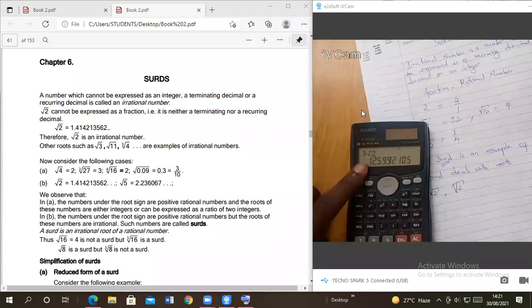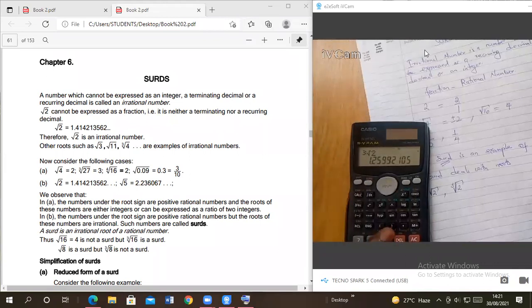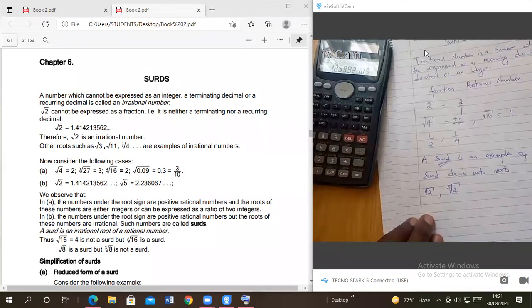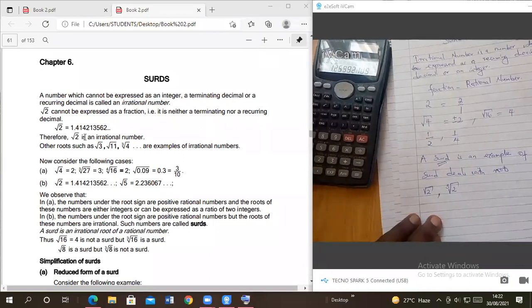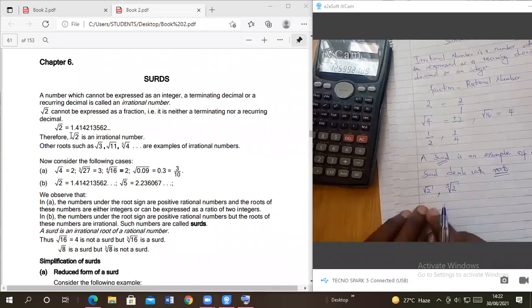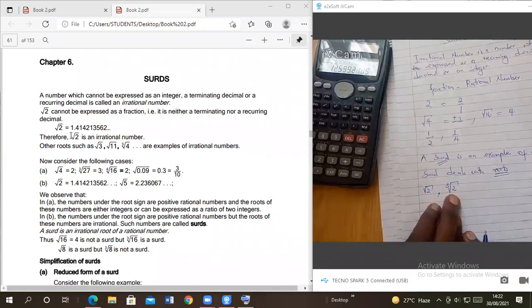Members, are we together? Any number under a square root which we cannot get a definite value for, or cannot express as an integer, that number is a surd. But it must be under a square root or a cube root. For surds we deal with only roots. One of them we have is root of 2, the cube root of 2.